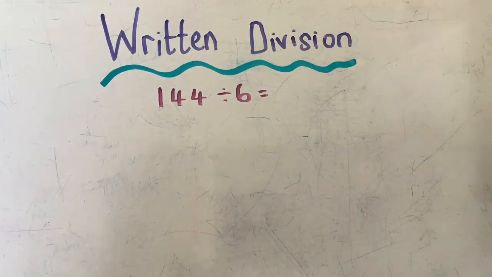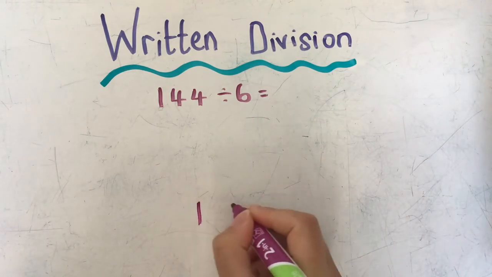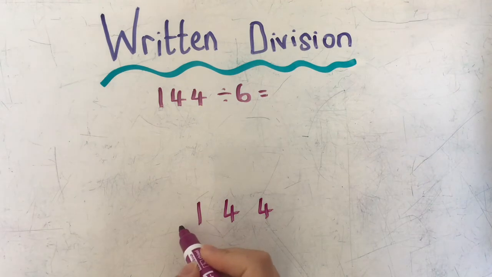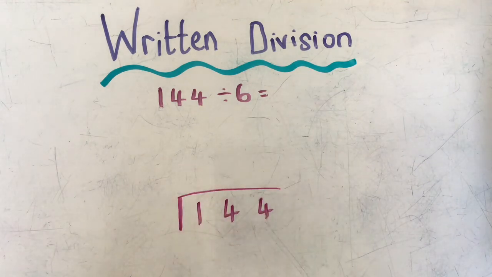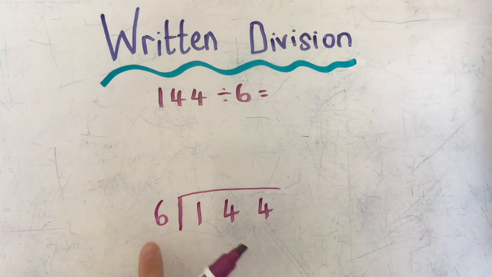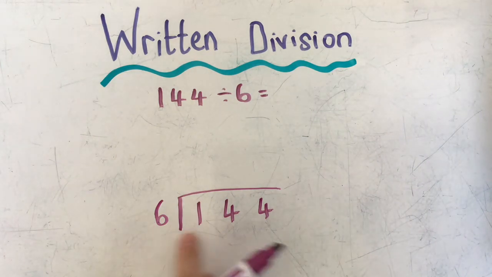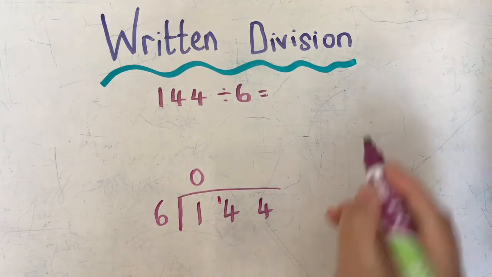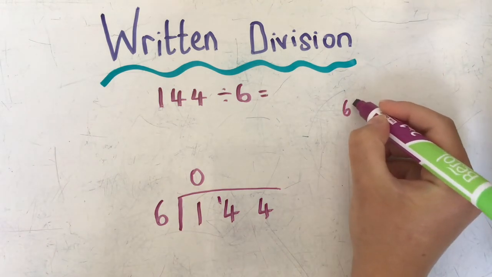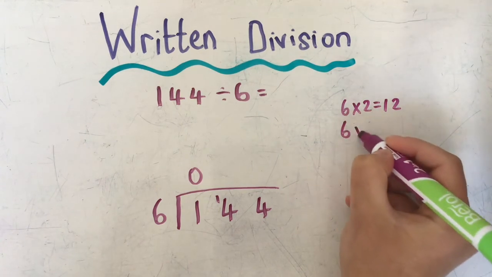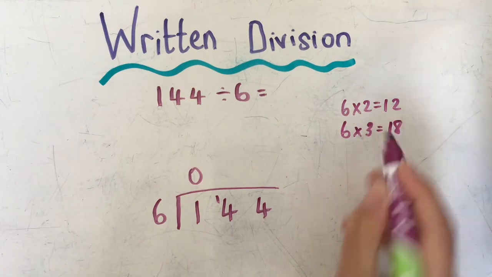144 divided by 6. The first thing that we do is write out 144, making sure to leave space between the digits. And we draw out our bus stop, and then we put in the number 6 in front. First of all, working from left to right, 6 goes into 1 0 times, and we carry over 1. 6 goes into 14. Let's think of our 6 times tables. 6 multiplied by 2 is 12, and 6 multiplied by 3 is 18.